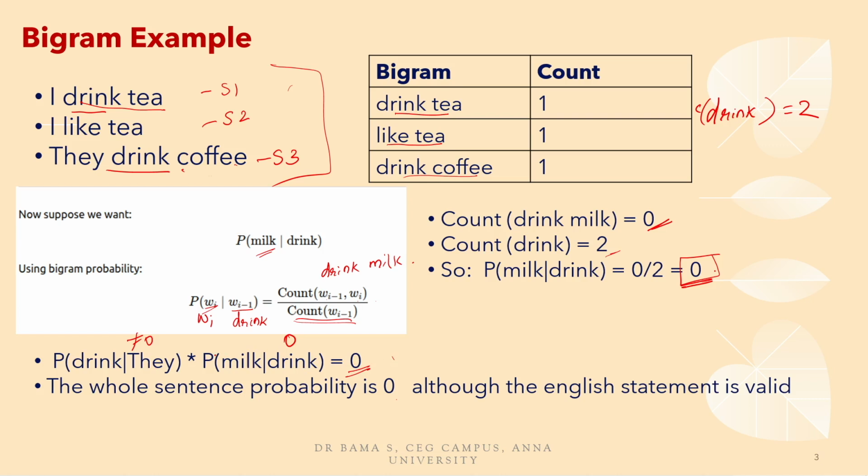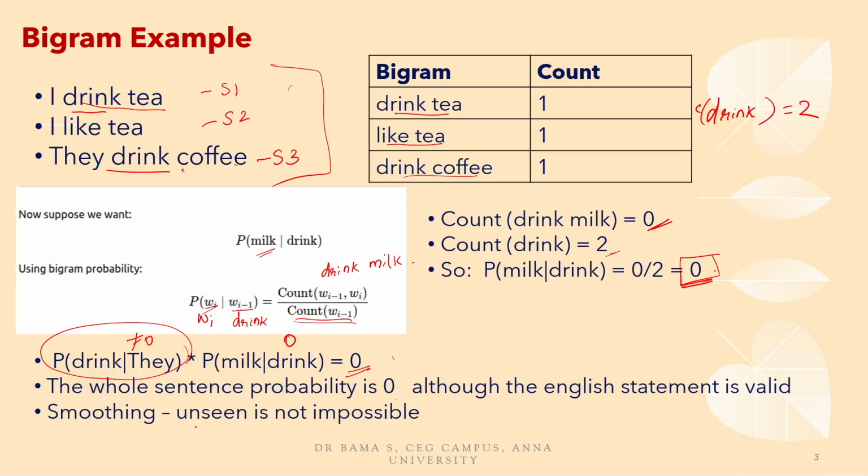Although this English statement is valid and there might be some other occurrence of milk somewhere else, still this is not accounted for here. So this actually poses a problem when we have an entire calculation as such. So in order to avoid this, we will be using smoothing techniques.